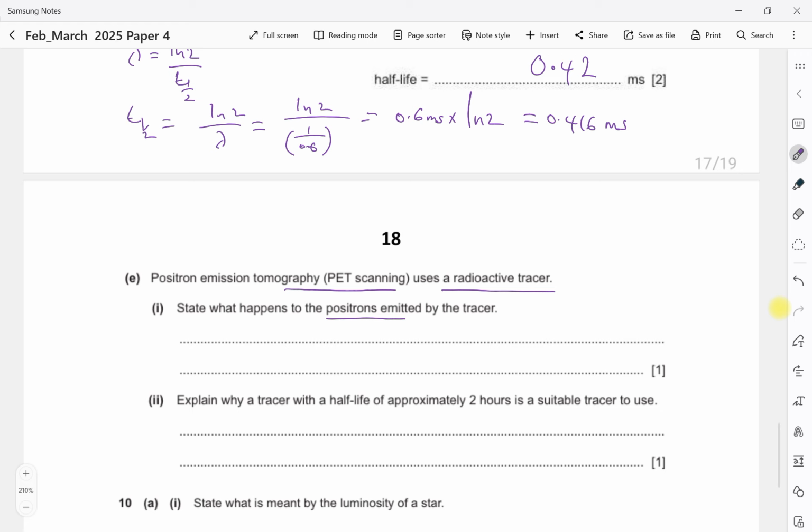So the positrons interact, or collide, with electrons in the body, so that their mass is converted into energy of gamma photons.